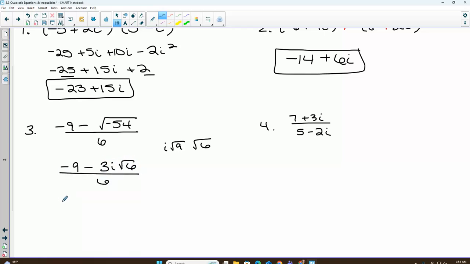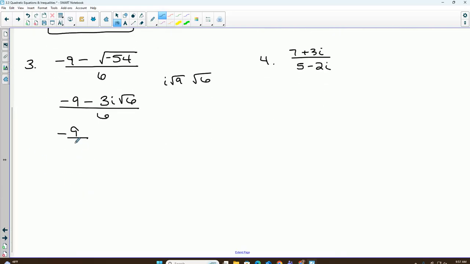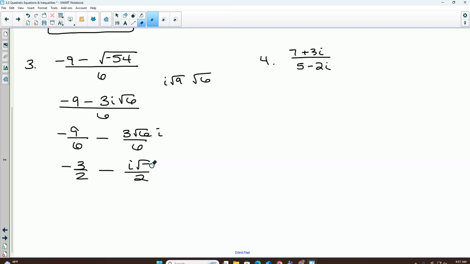Okay, remember, our directions are to write this in a plus bi form. So we have to split this up. So it's negative 9 over 6, 3 radical 6i over 6. So 9 over 6 reduces to 3 over 2. If you kept this as i radical 6 over 2, that's fine. If you pulled the i out to the side, that's technically more standard, but I would take either one.